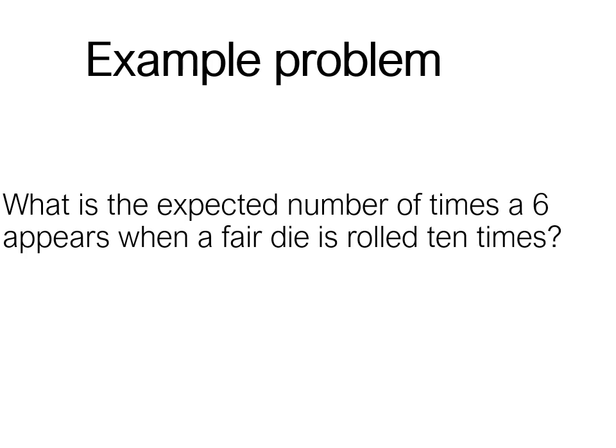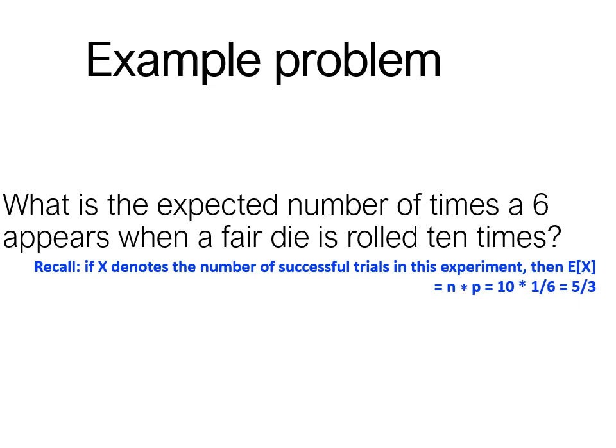Okay, one more example problem. And here we're going to look at the expected values. So the question is, what is the expected number of times a 6 appears when a fair die is rolled 10 times? So here we should recall that if x denotes the number of successful trials in this experiment, then the expected value of x, which follows from the theorem of expected values, is equal to n times p, which is equal to 10 times 1 over 6, which is equal to 5 over 3.